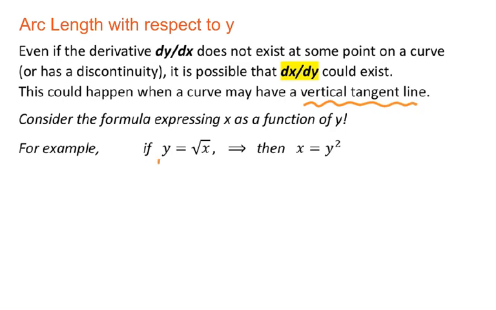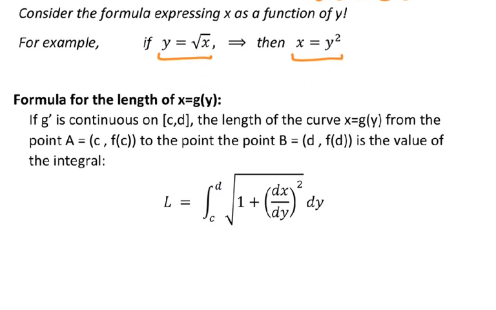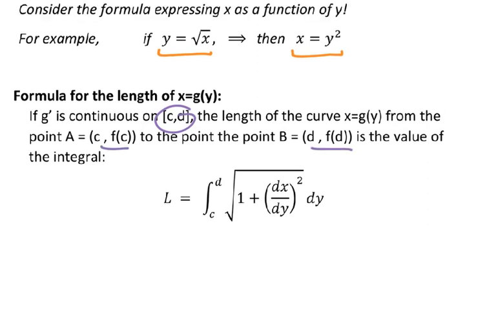Okay, so if we start with an equation, y in terms of x, we can rewrite that equation as x in terms of y in many situations. Here we have a formula for the length of x as a function of y. So as long as x is some g of y, as long as the derivative is continuous on the closed interval, the length of the curve from two points A and B, defined by my interval C and D, then we work it the same way.